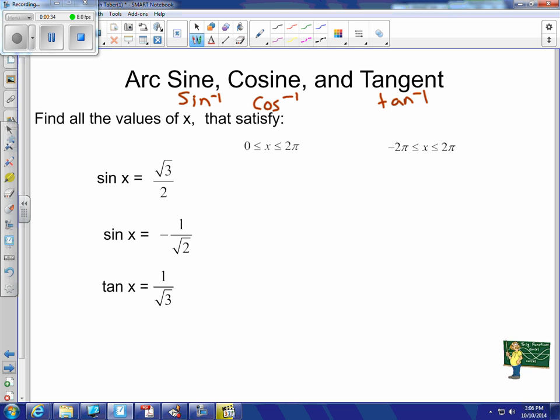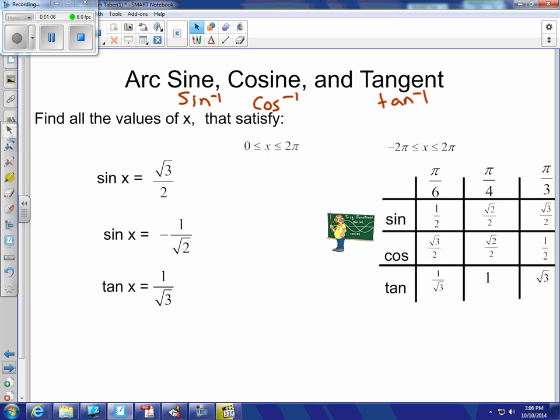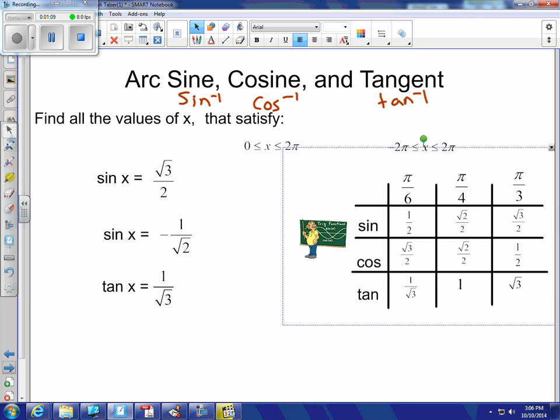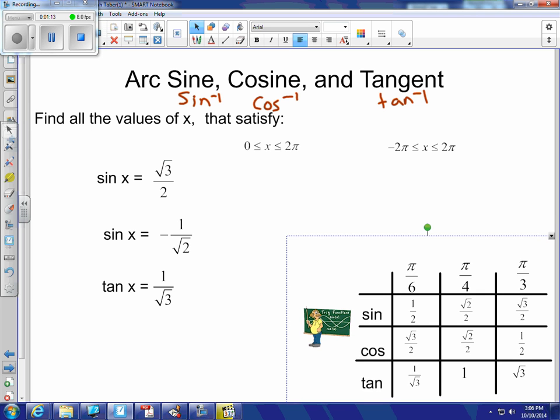And when we're looking for that, what we have is our answer. We already have our answer, but we want to go back and find the angle that will make the answer true. So what we're going to do first is find all the values of x that will satisfy our equation when x is greater than or equal to 0 and less than or equal to 2 pi, and the negative 2 pi and all that. So what we need first is our table.